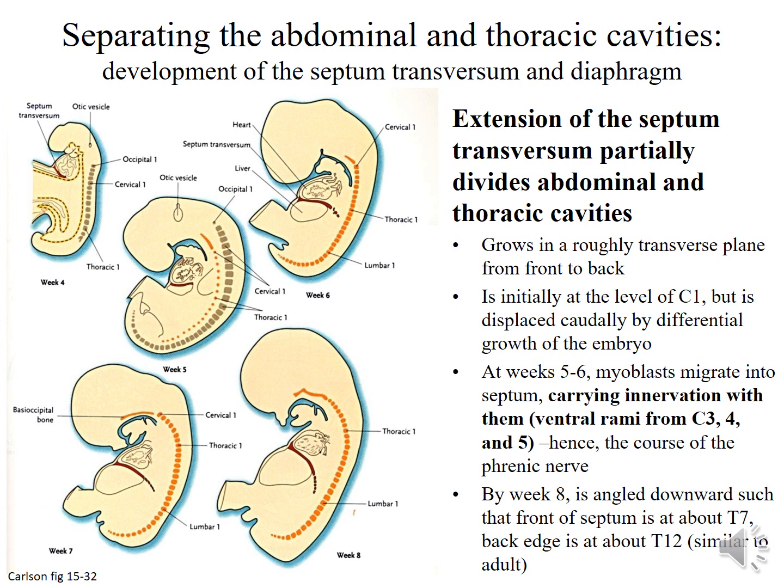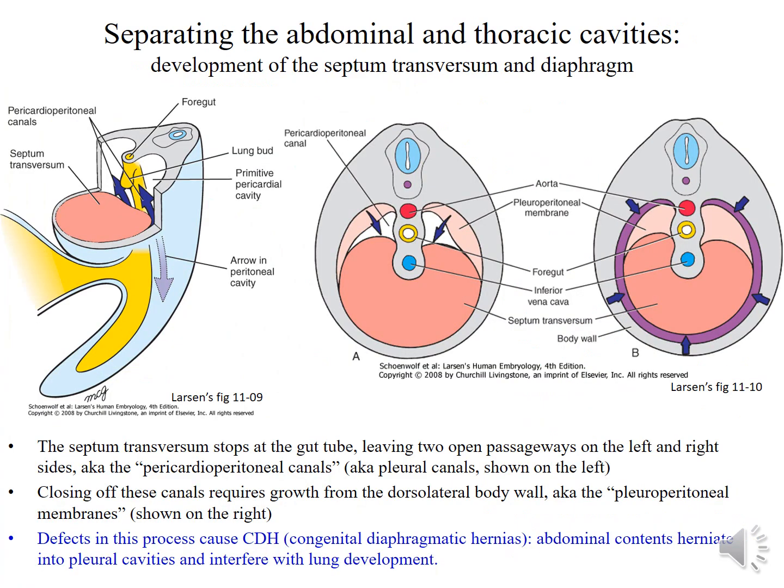At the 5th to 6th week, it is invaded by myoblasts and they carry their nerve supply with them, which is coming from the C3, 4, 5 nerves, and that is the reason that it is supplied by the phrenic nerve. By the 8th week, it is angled downward, so that its front lies at the level of the T7 vertebra and its back is at the level of the T12 vertebra.